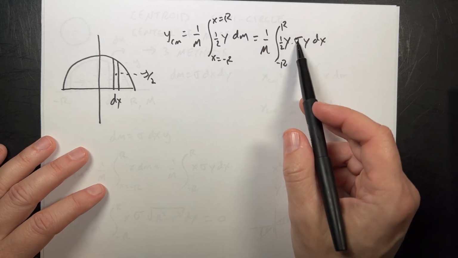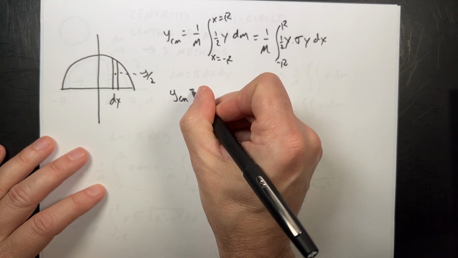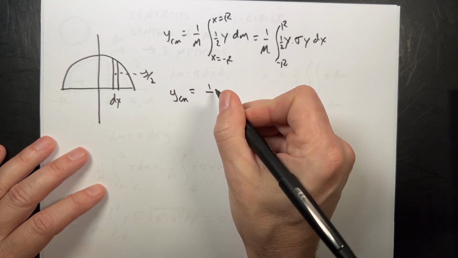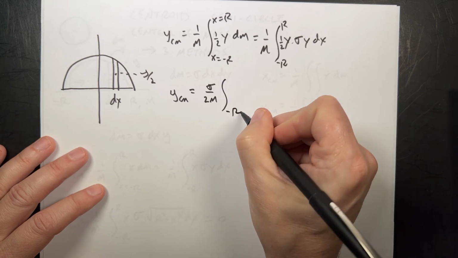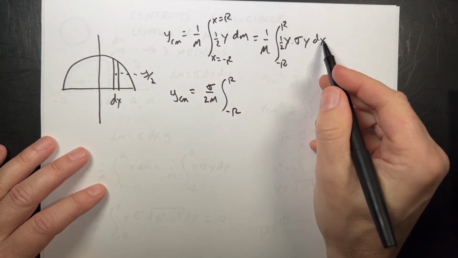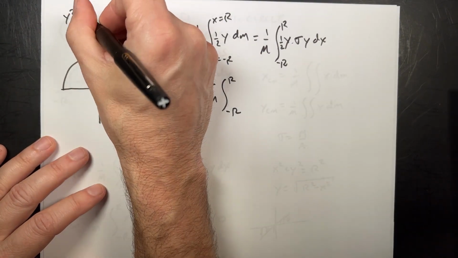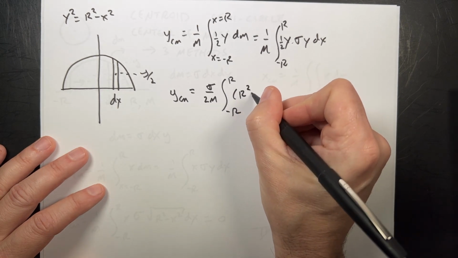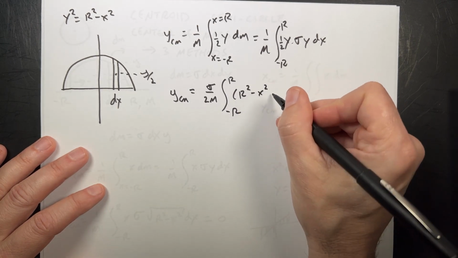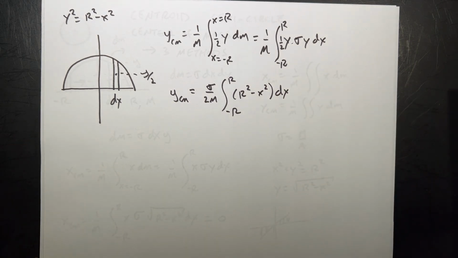I'm going to pull out the sigma and the 1/2. So I get y center of mass equals sigma over 2m, integral from negative r to r. And then I have a y squared dx. But y squared, remember, y squared is r squared minus x squared. So I get r squared minus x squared dx. And that's not too terrible of an integral to do.